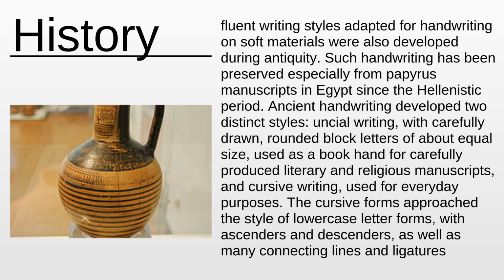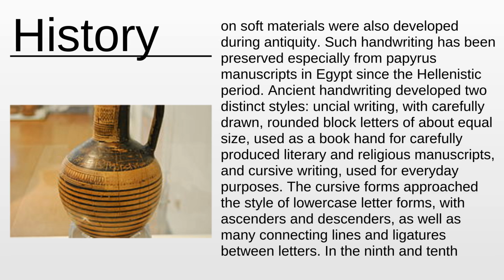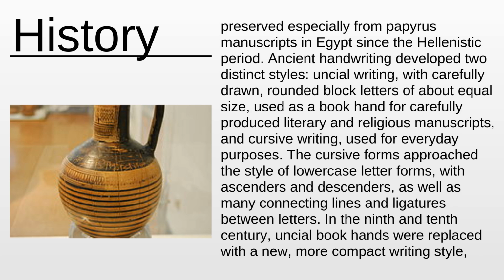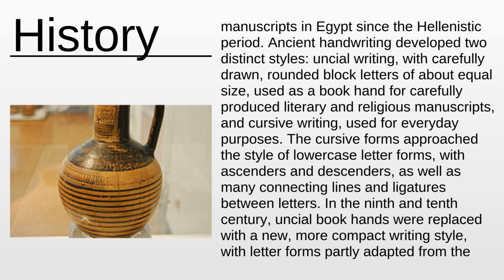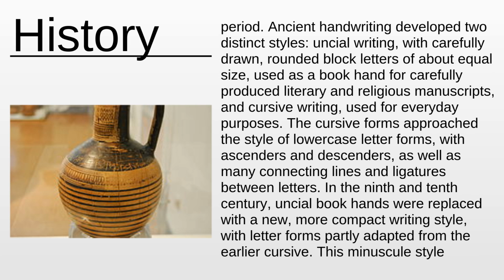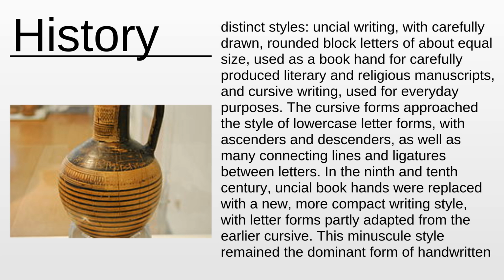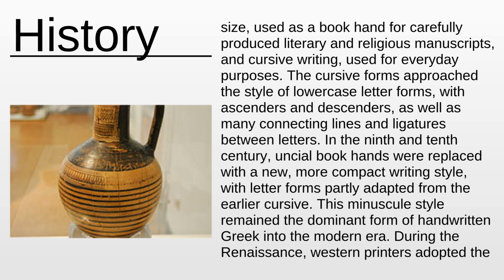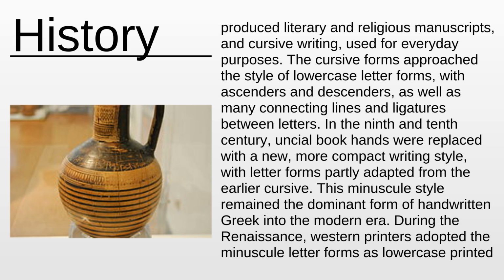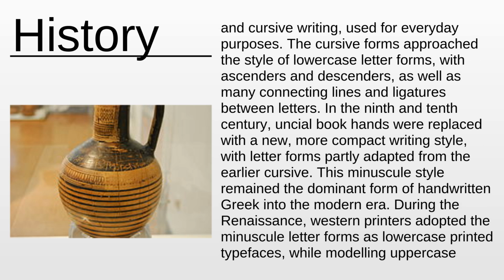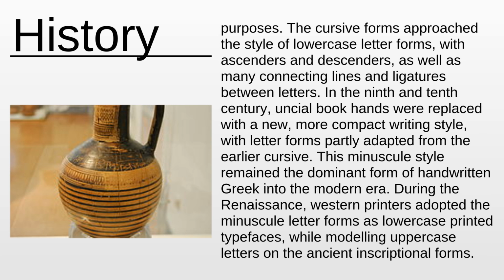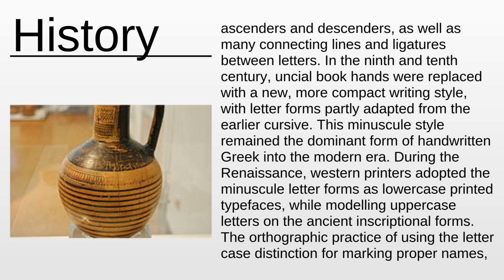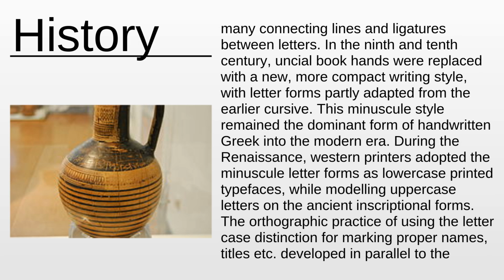More fluent writing styles adapted for handwriting on soft materials were also developed during antiquity. Such handwriting has been preserved especially from papyrus manuscripts in Egypt since the Hellenistic period. Ancient handwriting developed two distinct styles. Uncial writing, with carefully drawn, rounded block letters of about equal size, used as a bookhand for carefully produced literary and religious manuscripts, and cursive writing, used for everyday purposes. The cursive forms approach the style of lowercase letter forms, with ascenders and descenders, as well as many connecting lines and ligatures between letters.